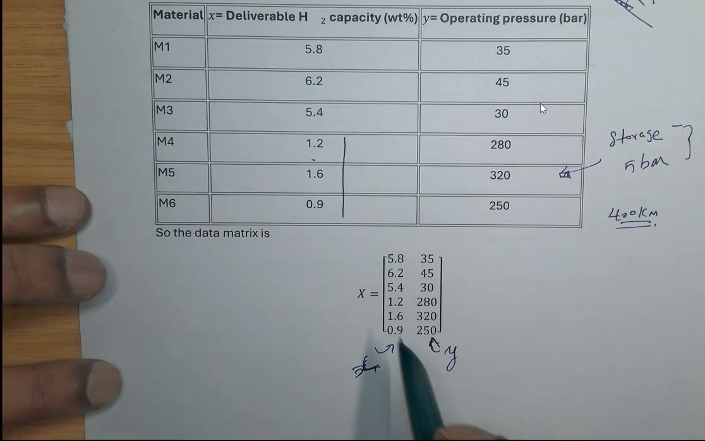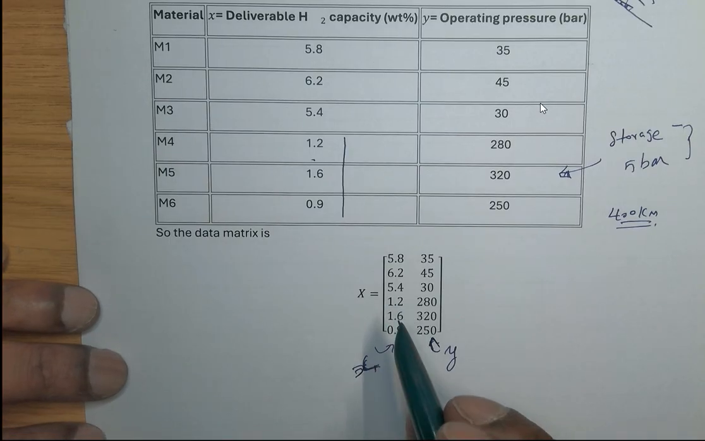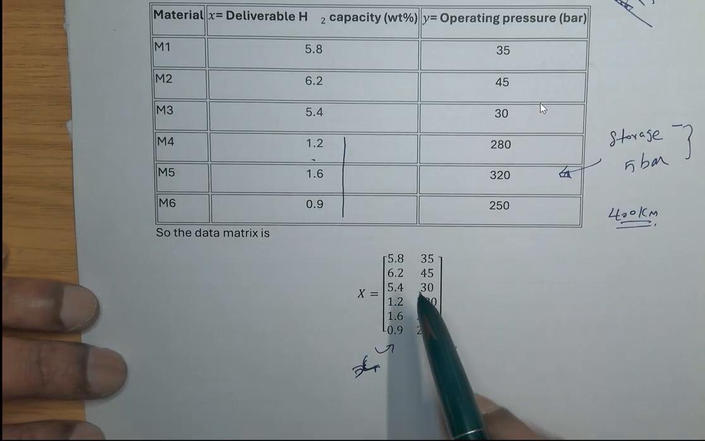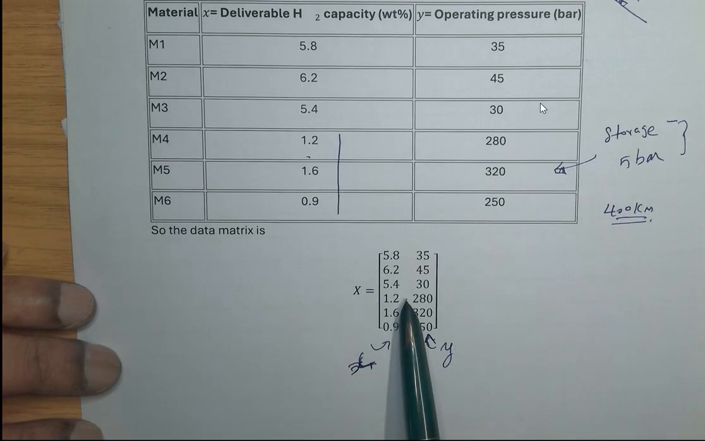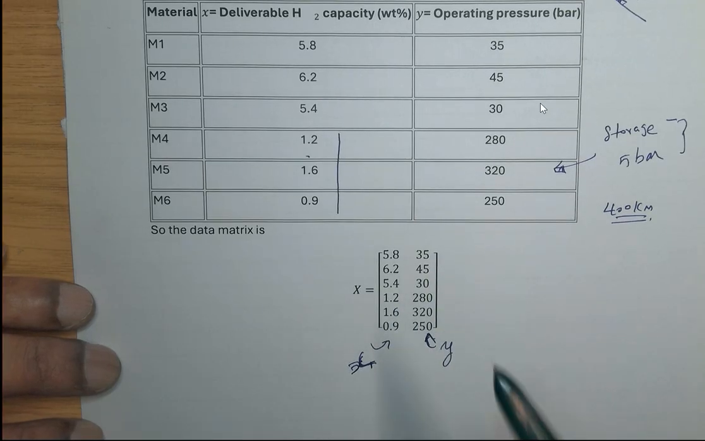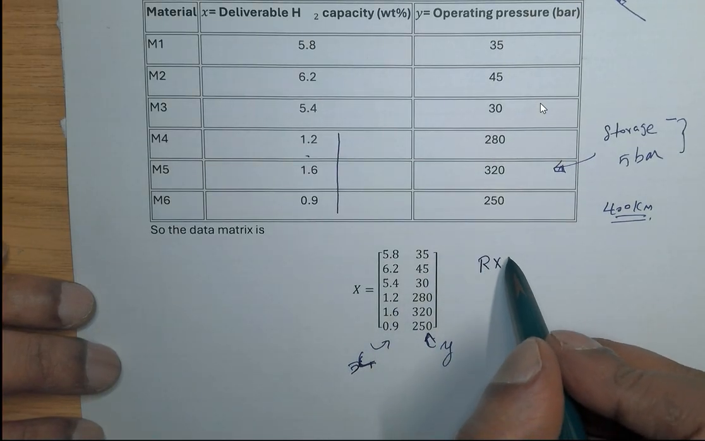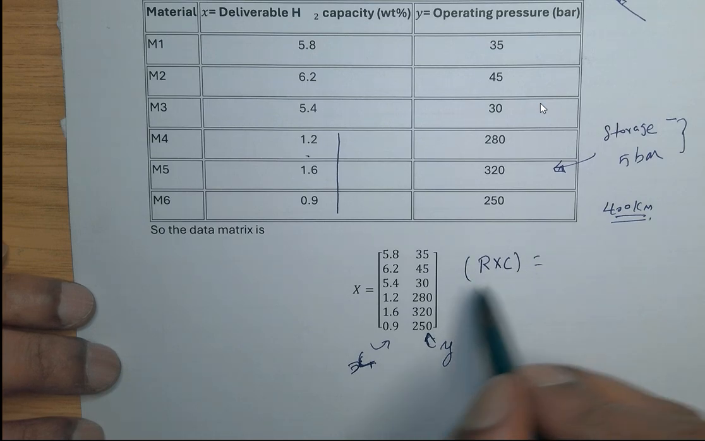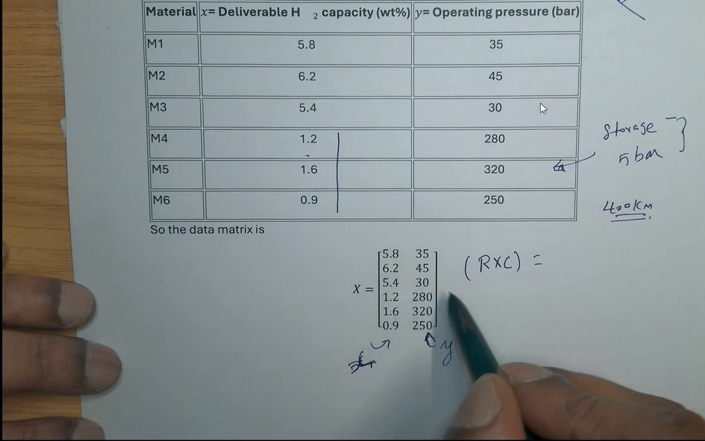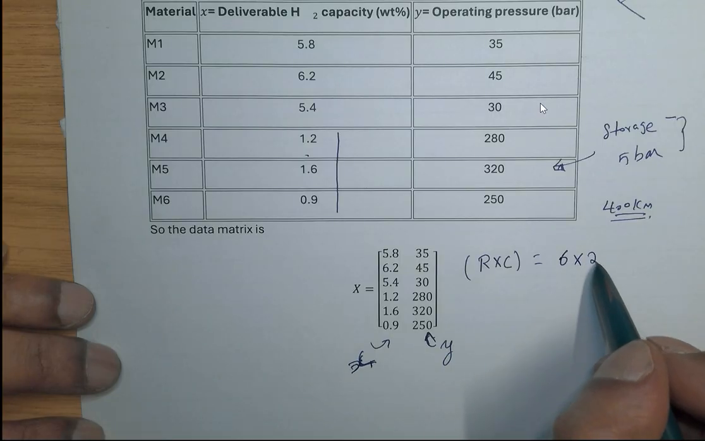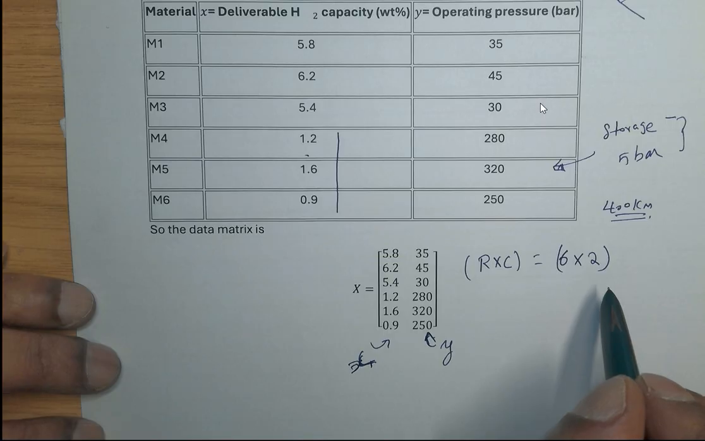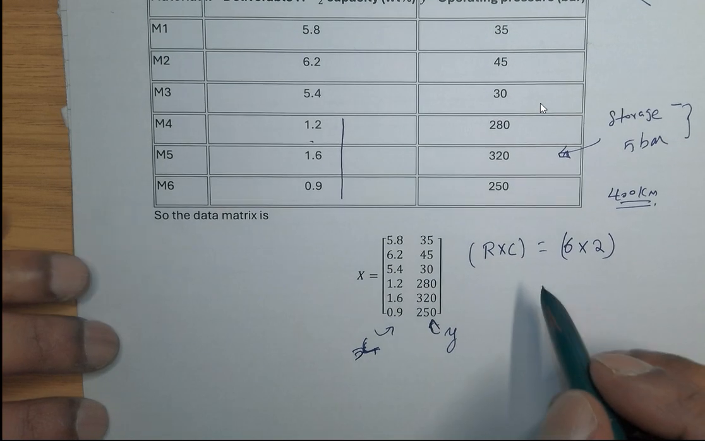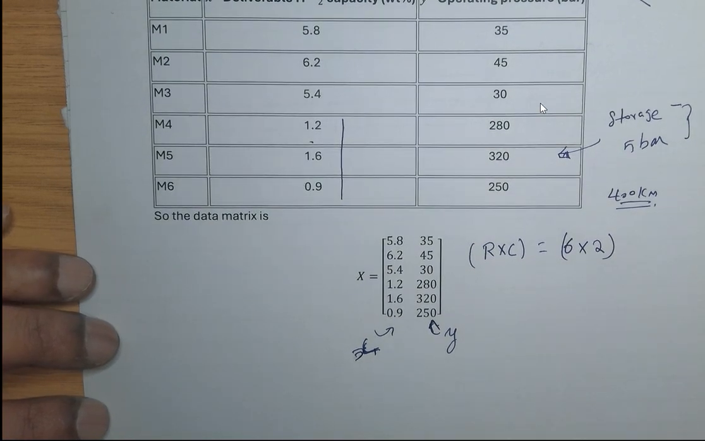Okay, before deploying principal component analysis to reduce the dimension, you have to tell something about the data itself. So what's the size of the data? The size of the data is rows multiplied by columns. So the size of the data is 6 rows multiplied by 2. That's the size, or the dimension, of the data, which means a 6 by 2 matrix.